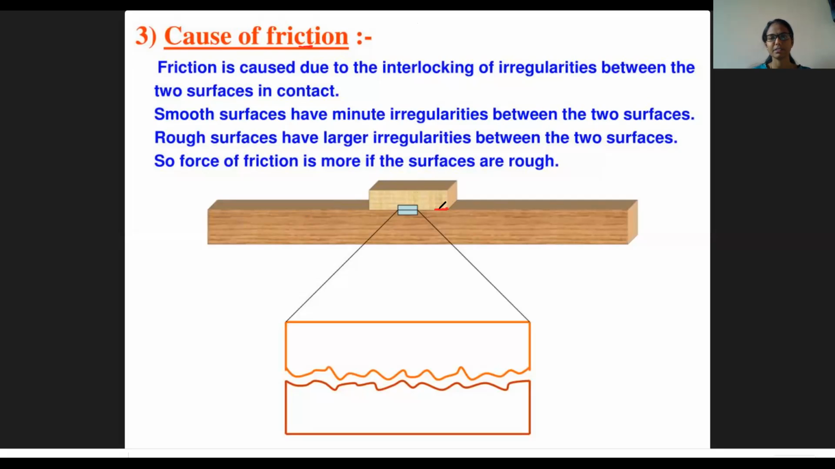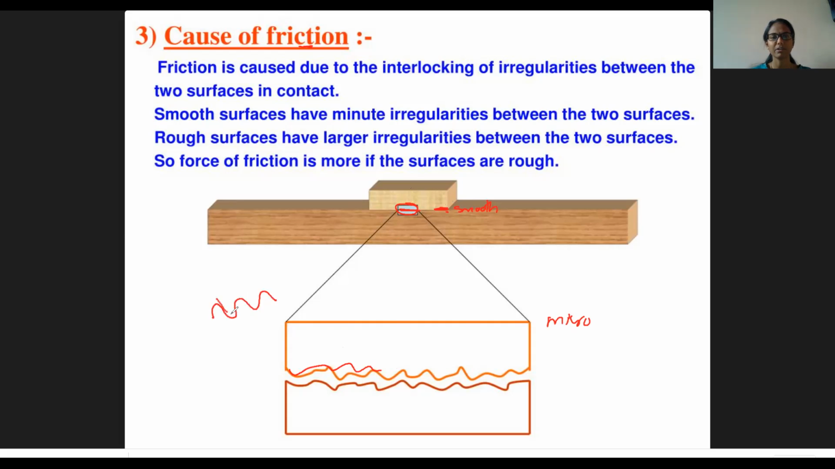Let us take, imagine this duster's bottom layer and the top layer of the table, both are smooth to the naked eye. But you can take this same contact area, zoom in and see it through a microscope. What you will get is that the two surfaces are almost irregular. This is what we call irregularity. Because of those irregularities, when you press, they are going to interlock.